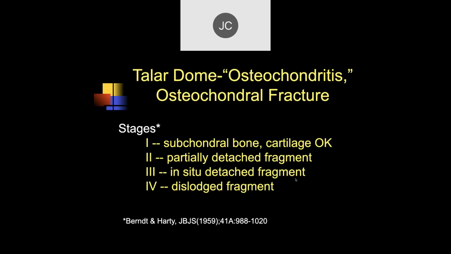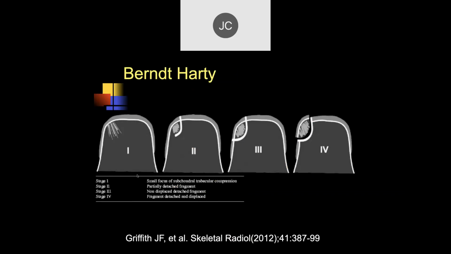Probably the most common one is the Berndt and Harty classification. Stage 1, you have a subchondral bone and the cartilage look okay. Stage 2, you have a partially detached articular cartilage fragment or bone fragment. Stage 3, you have a detached fragment, but it stays in situ. And stage 4, it dislodges.